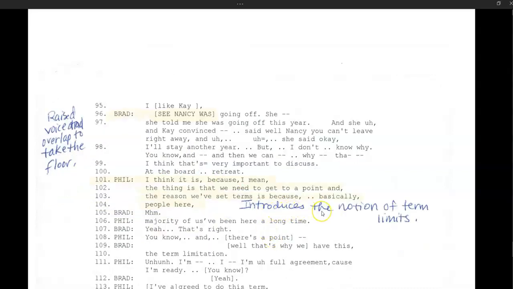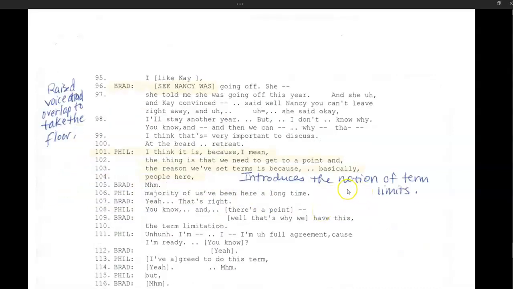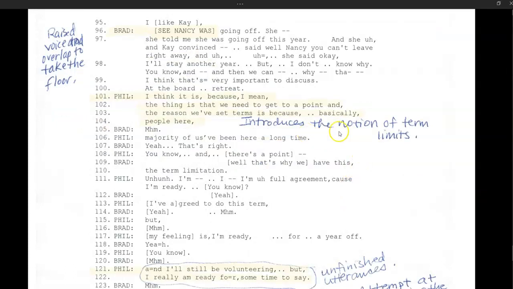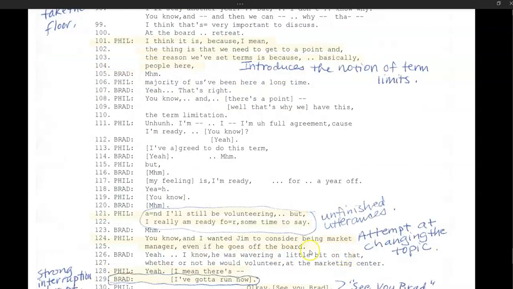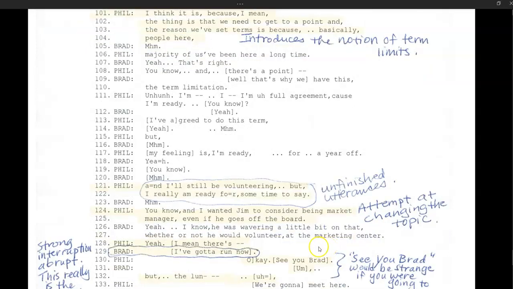There's an introduction here of the notion of term limits for these board members. So he feels kind of introducing another new topic. And when he introduces that notion of term limits, you also notice here that Brad essentially stops talking. And now it's really only Phil who's talking. And then there's some finished utterances and another attempt by Phil to change the topic.